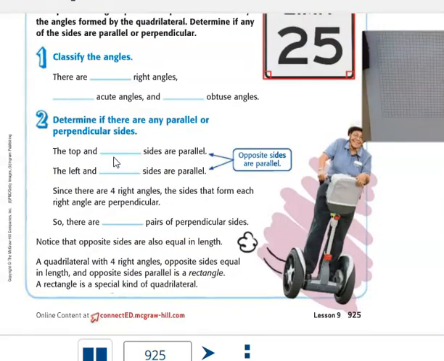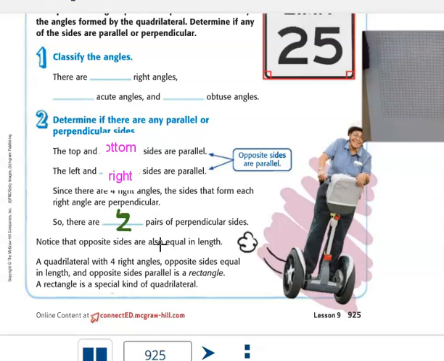What sides are parallel? The opposite sides. So the top and bottom sides are parallel. The left and right sides are parallel. Okay, so top and bottom, left and right. Since there are 4 right angles, the sides that form each right angle are perpendicular. So there are 4 sides and 2 pairs of perpendicular sides.